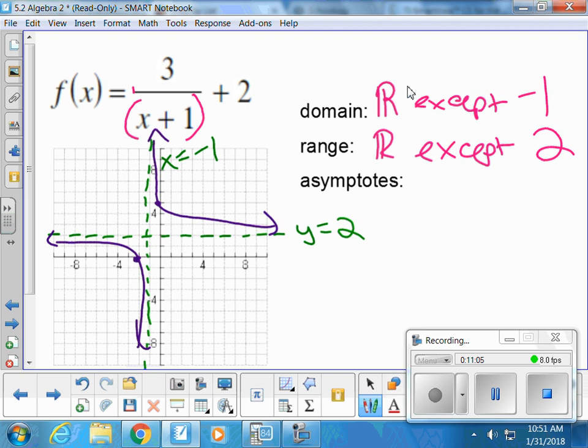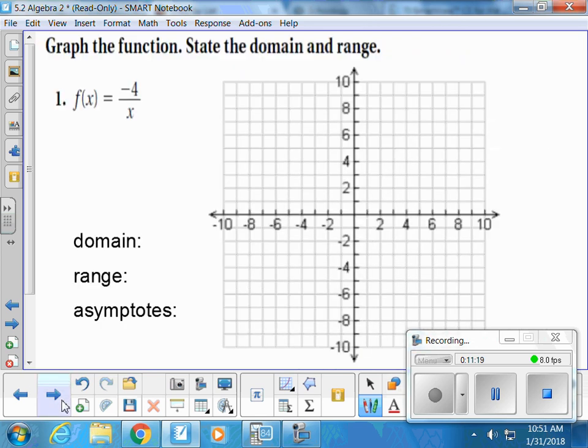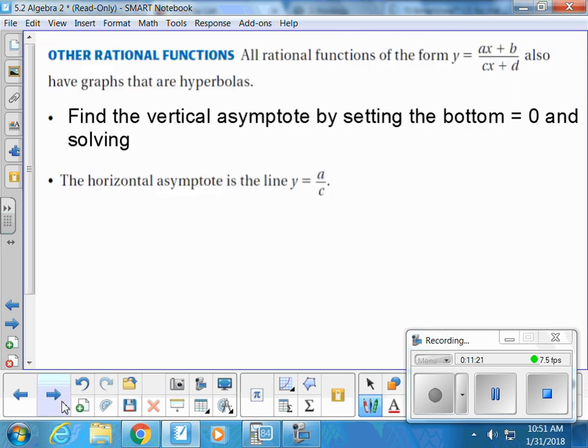All right. Then we have one last type of hyperbola equation to study a little bit, okay? It's already on the board. It's called ax plus b over cx plus d. Let me find it on my slides. Right here. Ax plus b over cx plus d would also make a hyperbola shape.